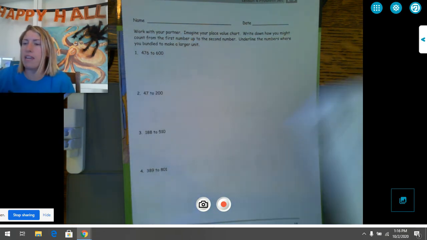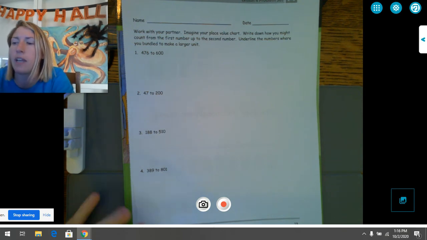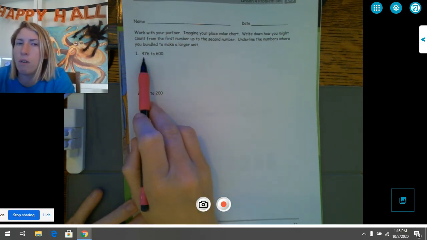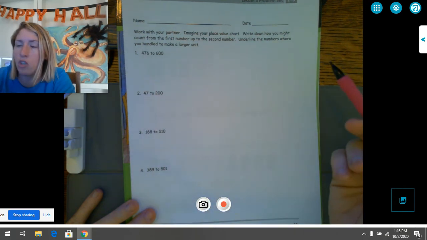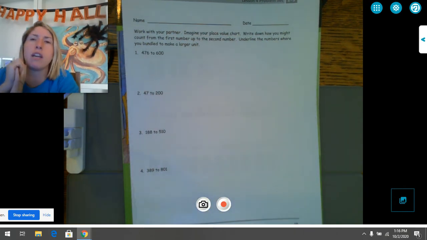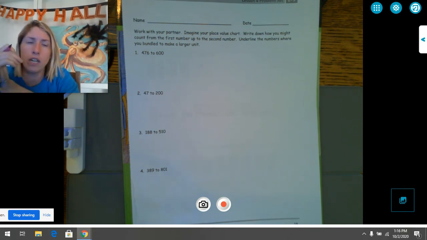Write down how you might count from the first number up to the second number. So here's the first number, 476, and they want us to write down how we might count up to 600 using that special way that we learned how to count yesterday and the day before. So we get to choose if we're going to count by ones or tens or hundreds, and when to switch and count by something different.